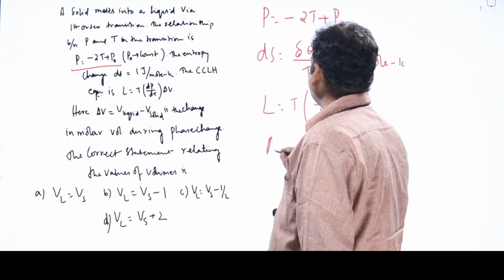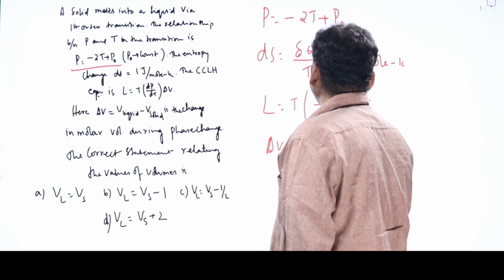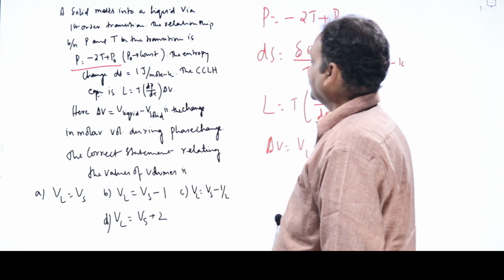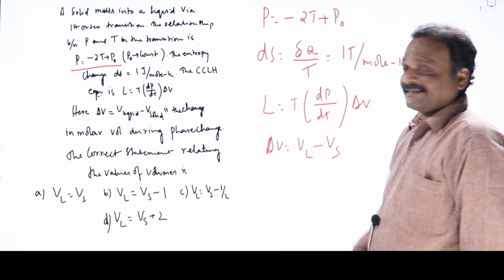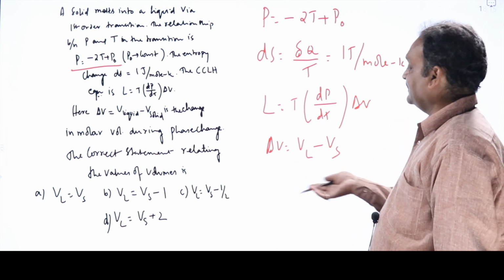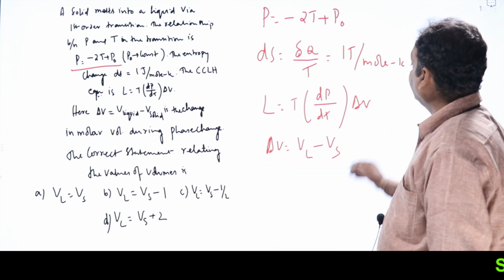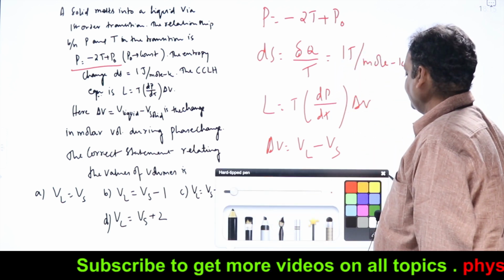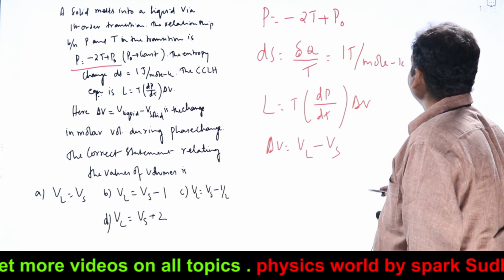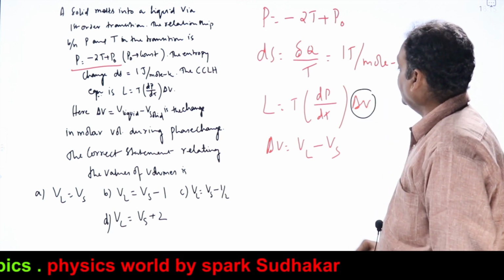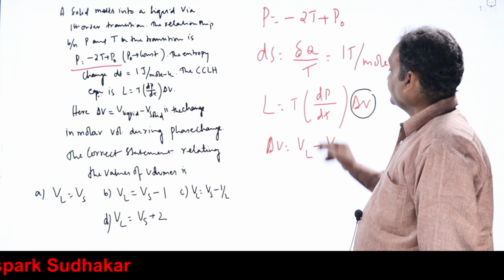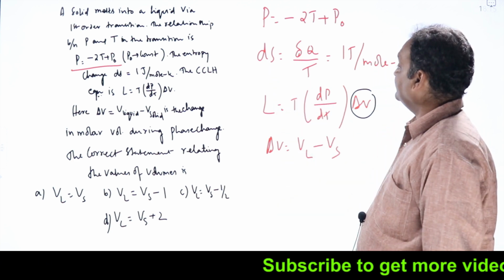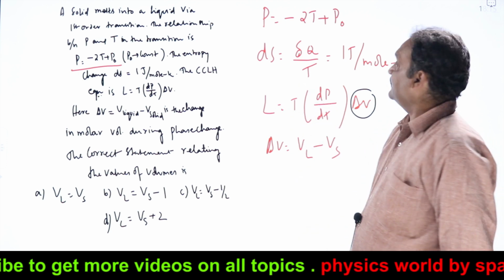Where delta V is nothing but V liquid minus V solid. The correct statement relating the values of the volumes: what is delta V is what is being asked. Delta V equal to VL minus VS, what relation is it satisfying? Delta V we need to get. This is what we want. So we need dP by dT. We should know T, we should know L. He has not given any temperature, and he has not given the latent heat either. Now what do we do?